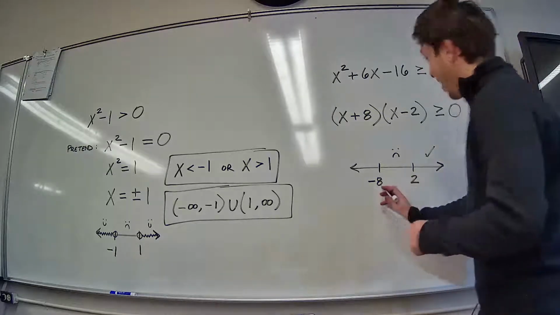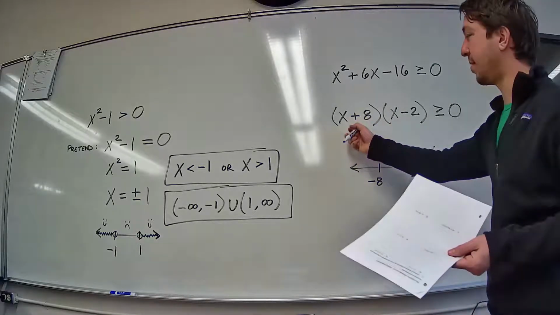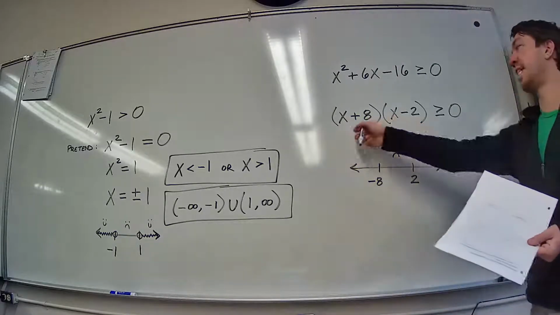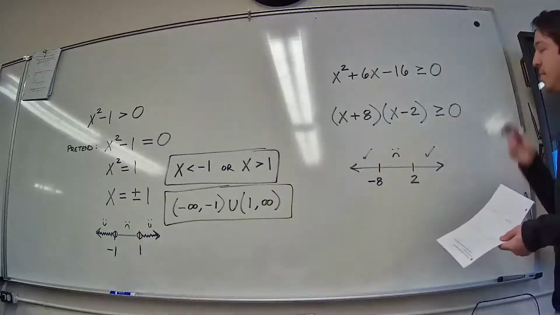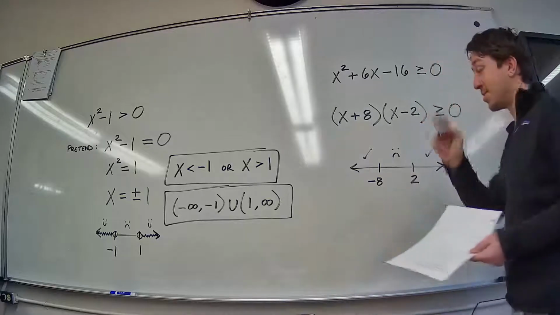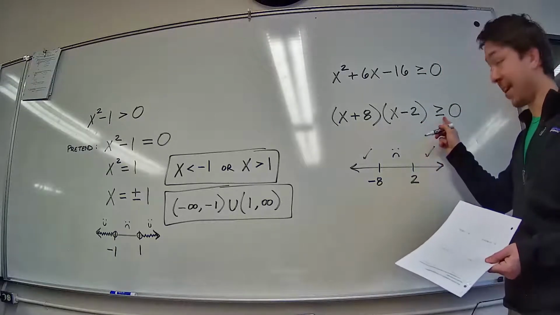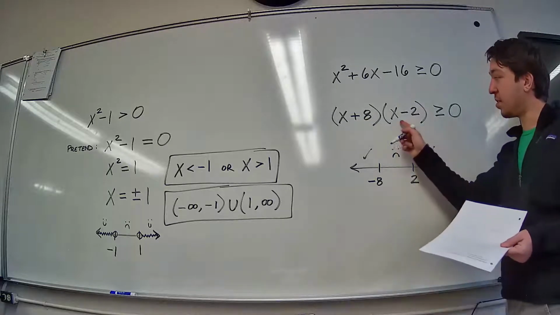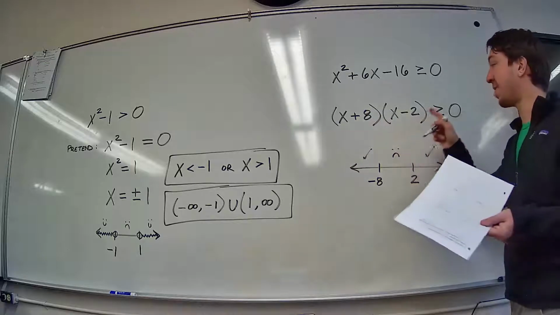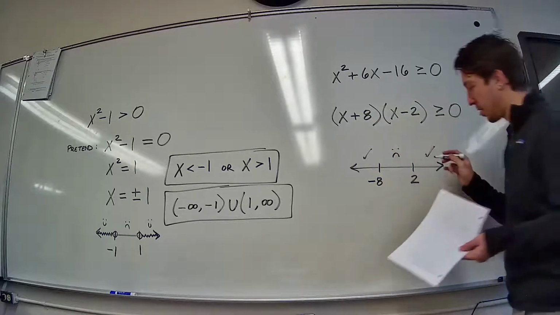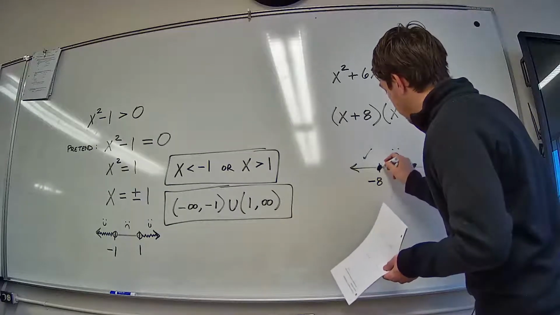Anyway, plug in a number less than negative 8. How about negative 10? That would make negative here and negative here. The negative times a negative is positive, which is what we're looking for. We want it to be positive. So now here's the difference though. Is 2 a solution? Yes, because if you plug in 2, you'd have 10 times 0, which is 0, and 0 is greater than or equal to 0. So we have filled in dots here.